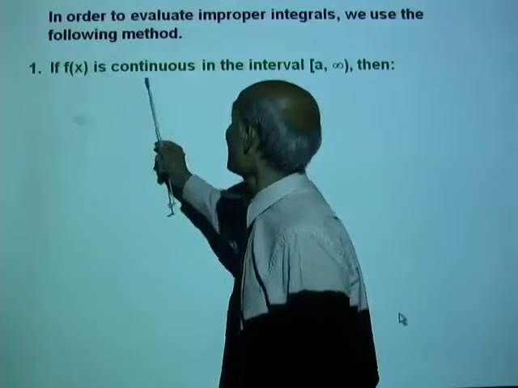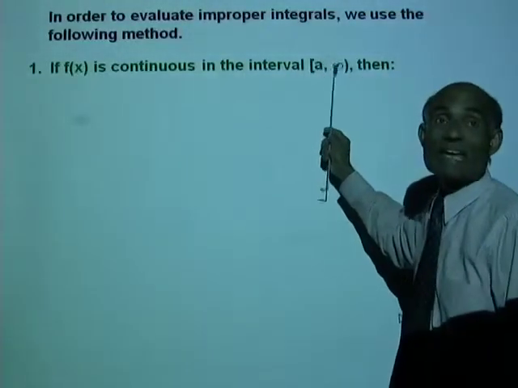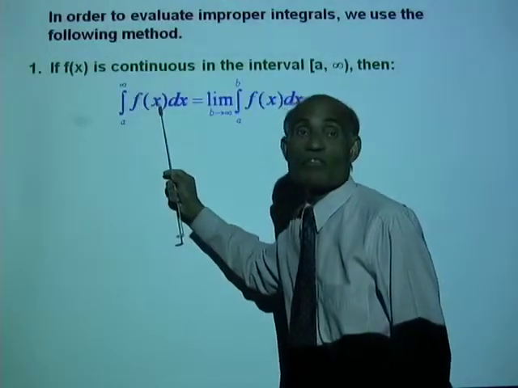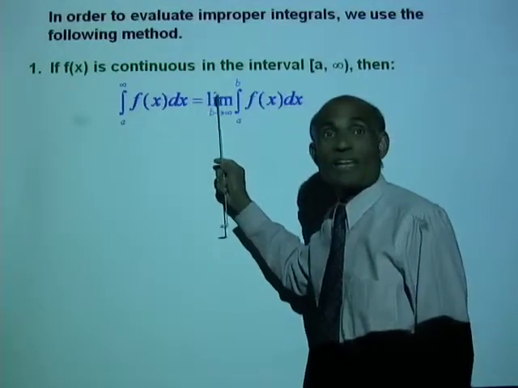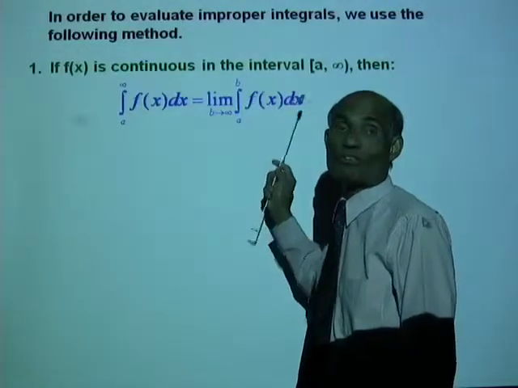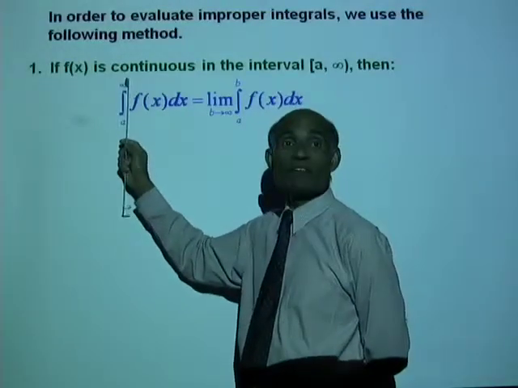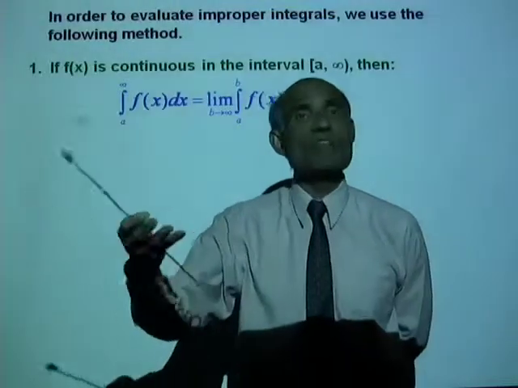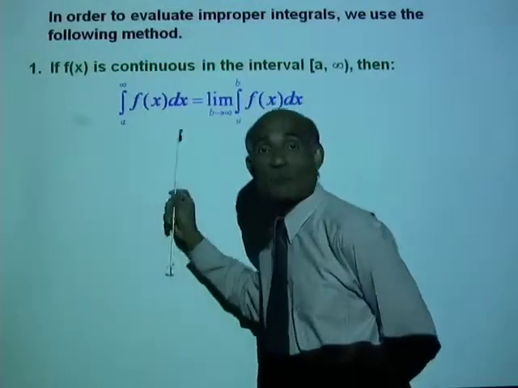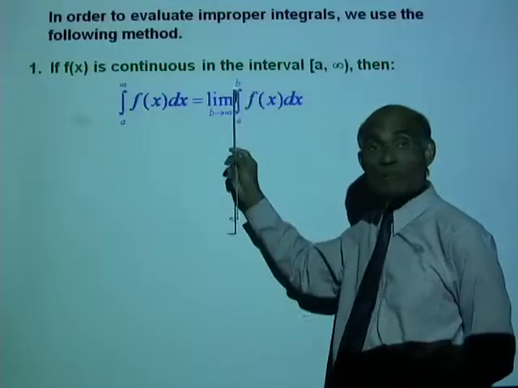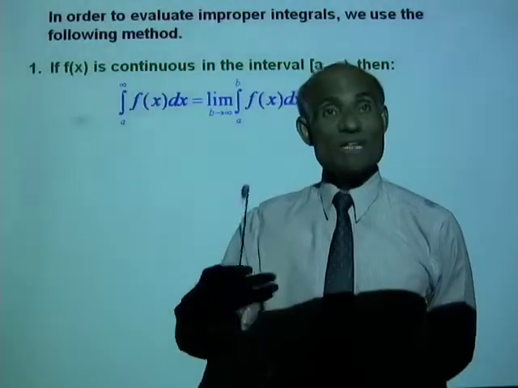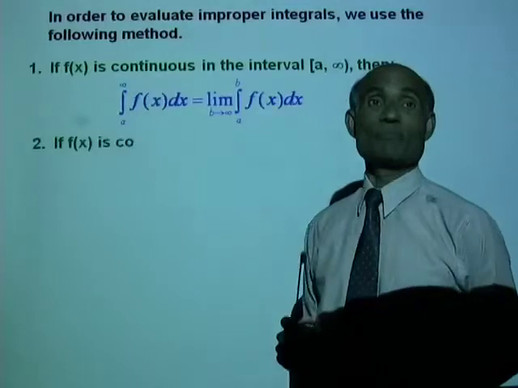Now, if f of x is continuous on the interval a to infinity, there's no break in the function, then the integral from a to infinity of f of x dx can be written as the limit as b approaches infinity of the integral from a to b of f of x dx. In other words, the infinity limit is replaced by a finite number b, and then we take the limit of the value of that integral when b goes to infinity. We know the skill of taking the limit of functions, so we will use that here.